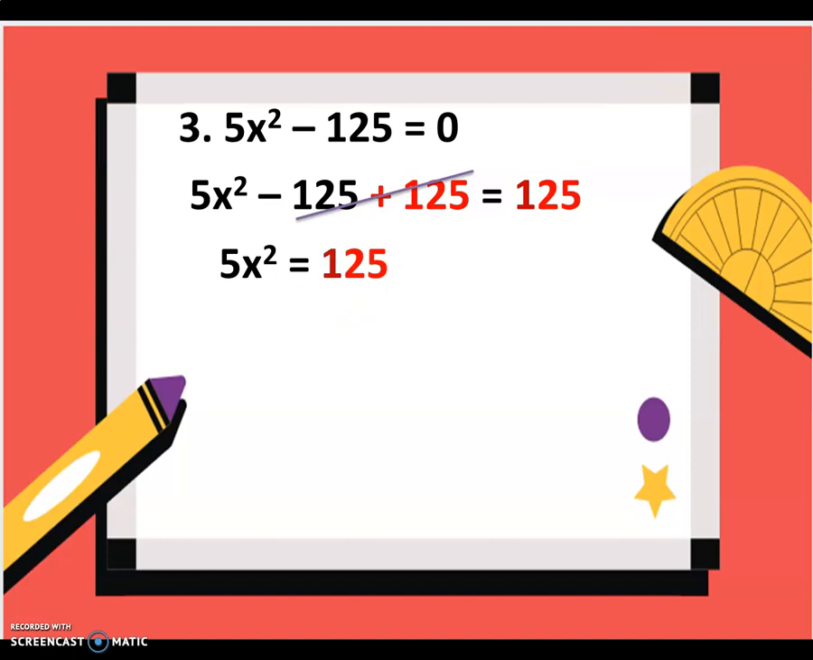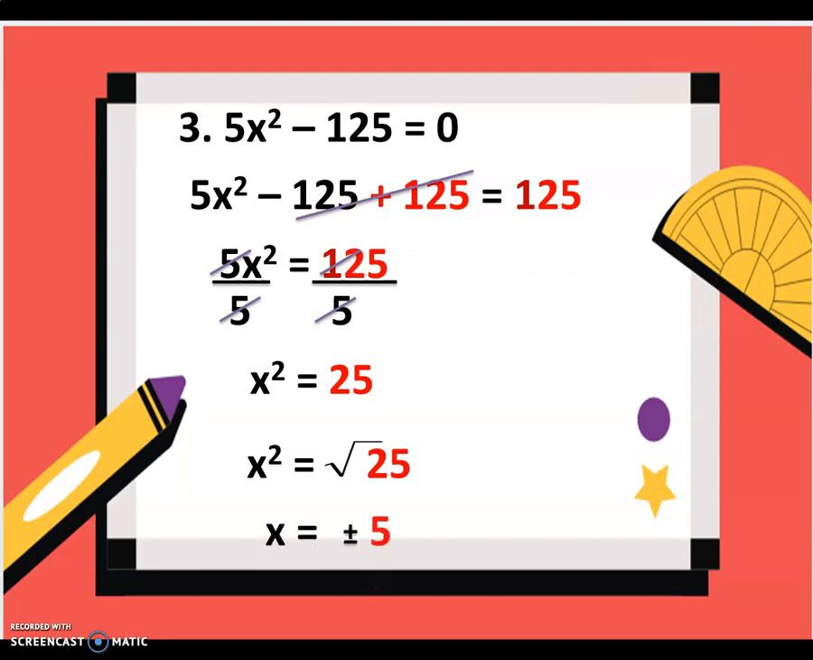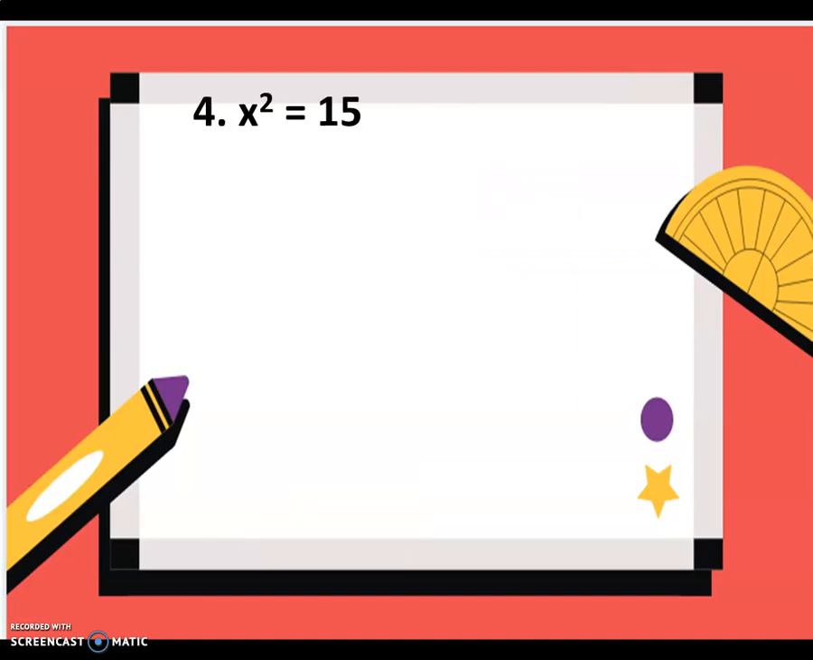And since may leading numerical coefficient tayo na 5, kagaya ng sinabi ko kanina, i-divide natin both sides by 5. Kasi, bakit 5? Kasi 5 yung leading. Ayan. 5 divided by 5, 125 divided by 5. So, it will become x squared is equal to 25. 25 is a perfect square. Ayan. And the two possible roots are x is equal to positive and negative 5. Diba? Napakadali lang.